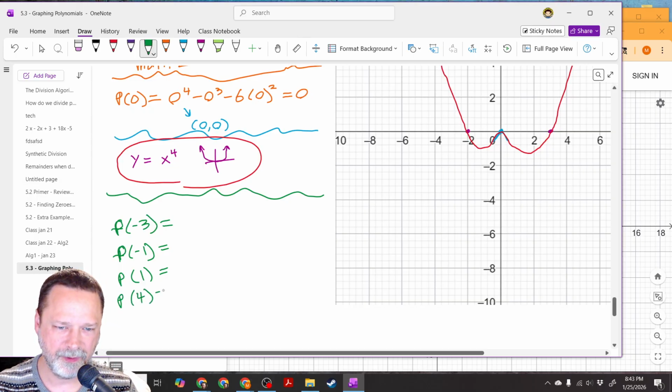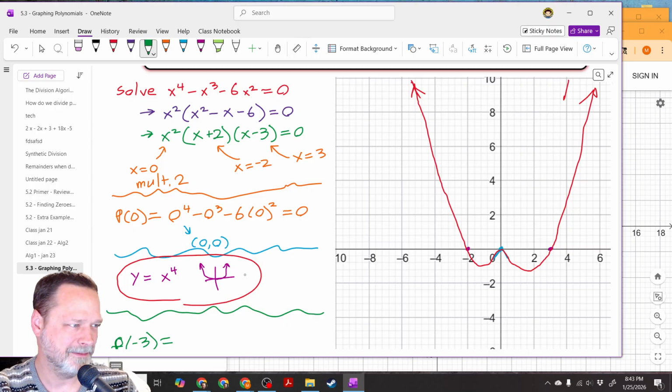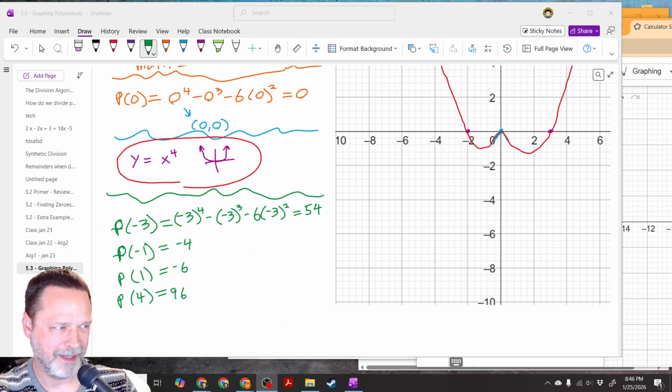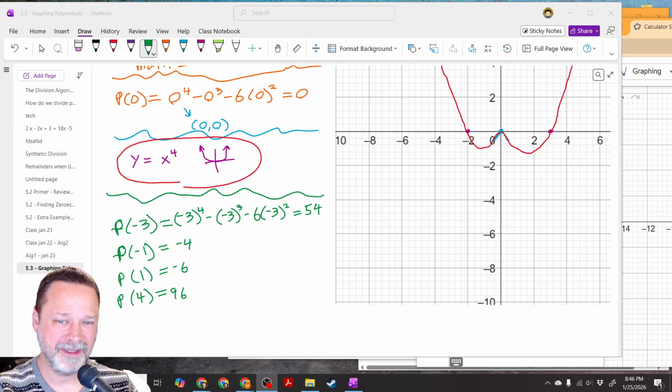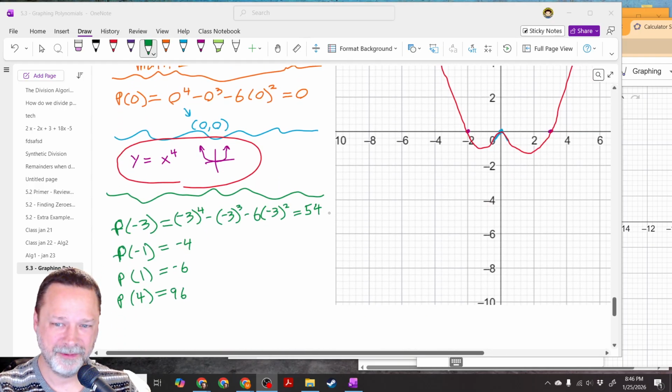I'll go ahead and do one of those with you really quick. And then the rest I'm just going to put up because it's easy stuff. We should know how to do this already. Actually, hold on one second. Watch this. Okay, and there it is. So I showed the steps for the first one. P of negative 3 would be negative 3 to the 4th minus negative 3 cubed minus 6 times negative 3 squared, because that's our function. And we would have gotten 54.